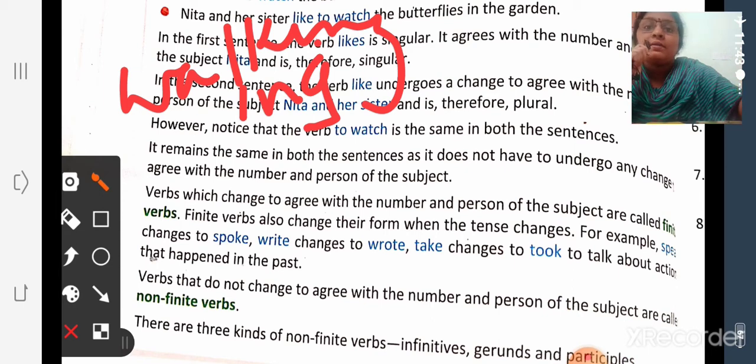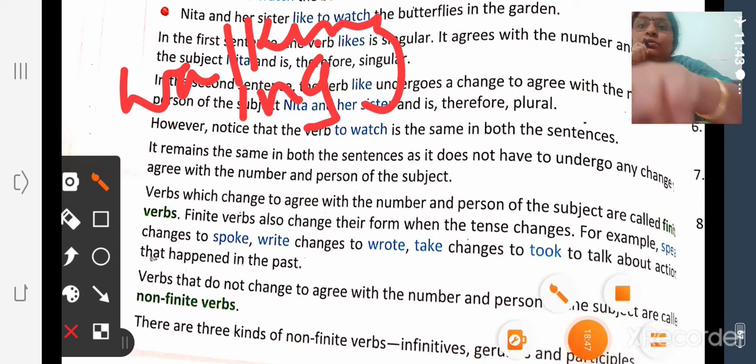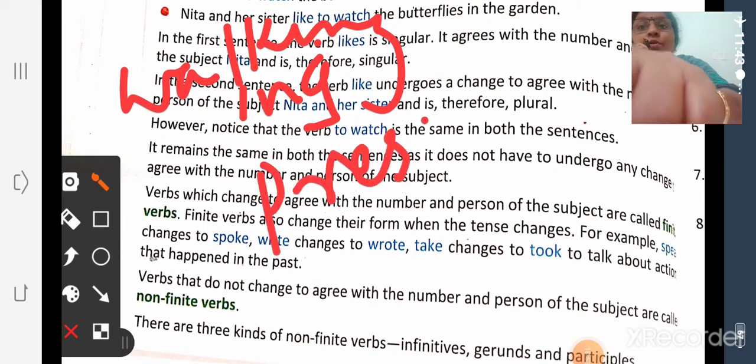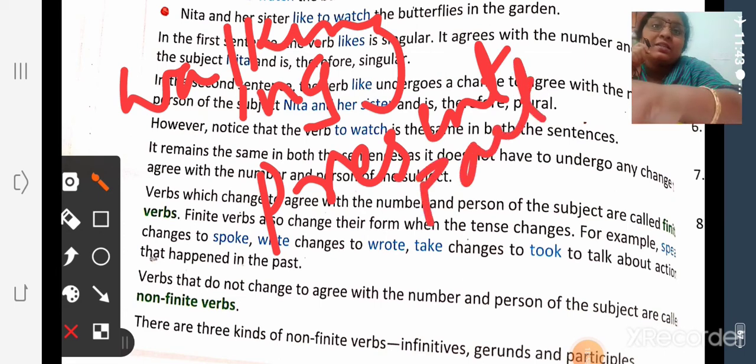Then participles. We have the present participle and the past participle. Verb plus ing form is the present participle. Then the past participle, then perfect participles, etc. So all these we will study later.